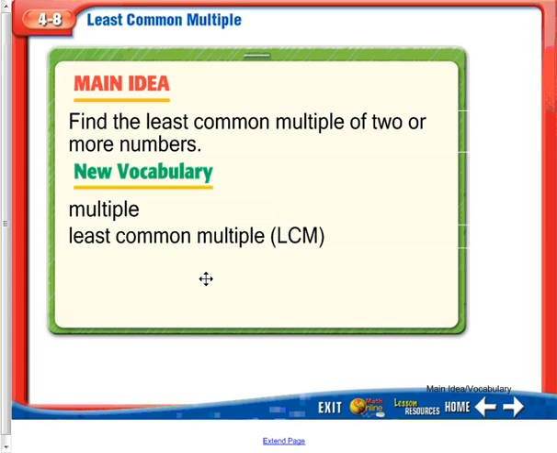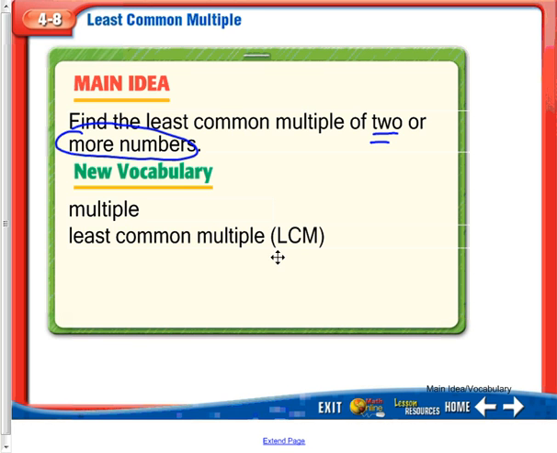Lesson 4-8, we're going to be finding the least common multiple of two or more numbers. We're going to be able to use the L method when finding the LCM of two numbers, but when we're looking for the LCM of more than two numbers, we're going to have to use another method because the L method just will not work for this.